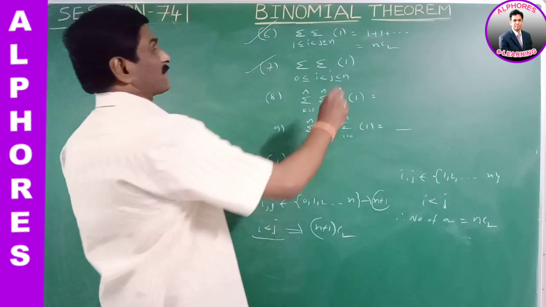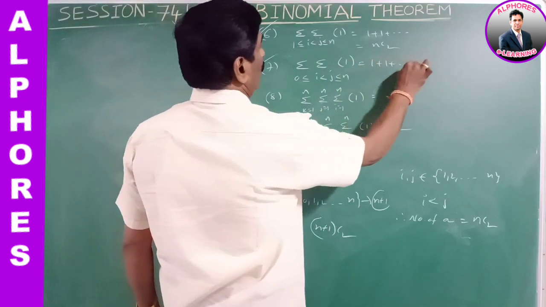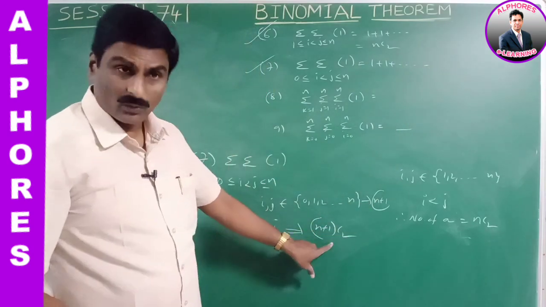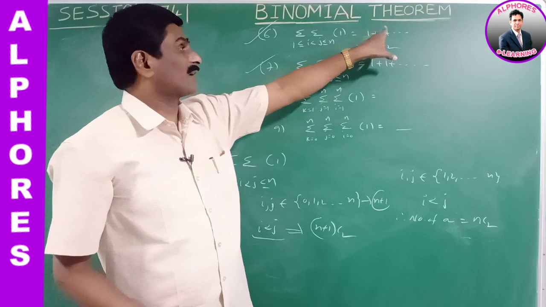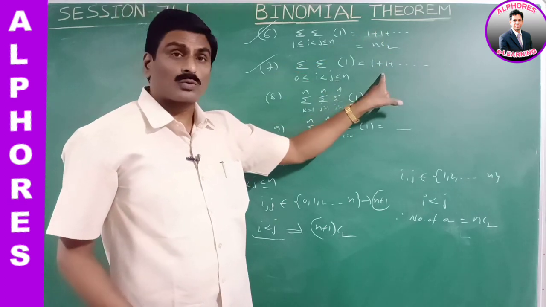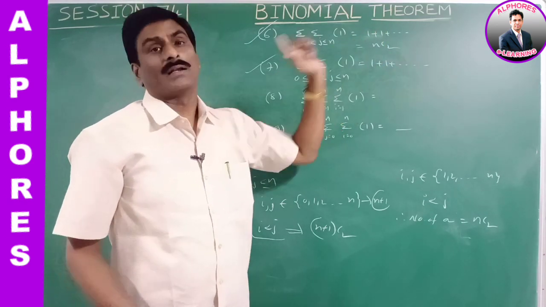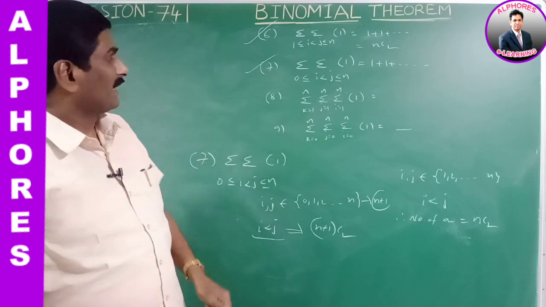So after expansion it can be reduced into 1 plus 1 plus so on. How many times? n plus 1 C2. So this result is n plus 1 C2. Okay. In the previous case we get nC2 into 1. Here n plus 1 C2 into 1. That means n plus 1 C2. Next, eighth one.